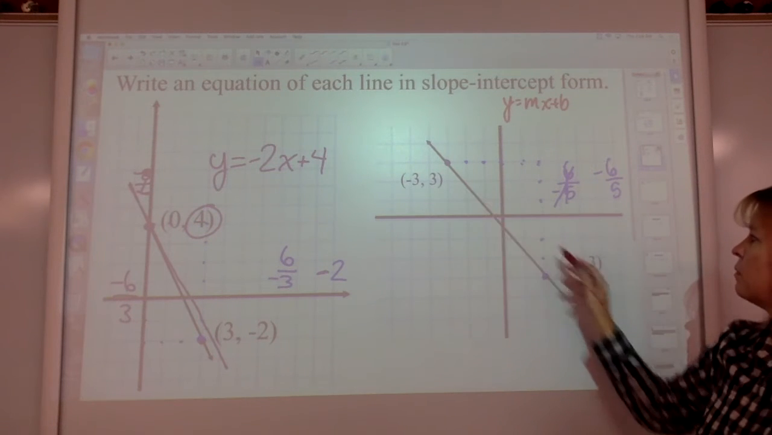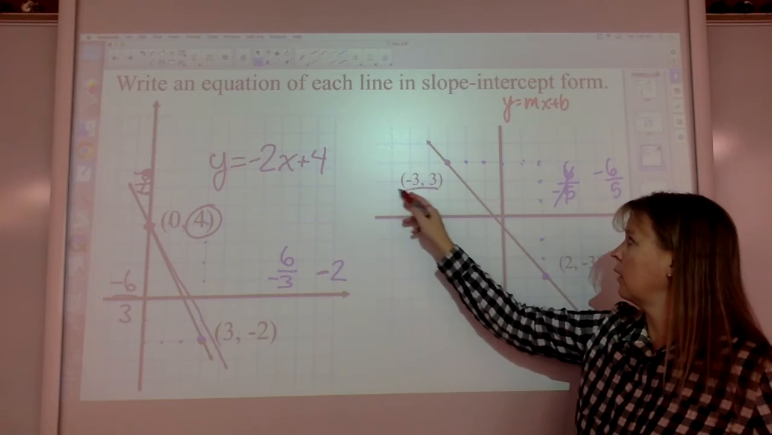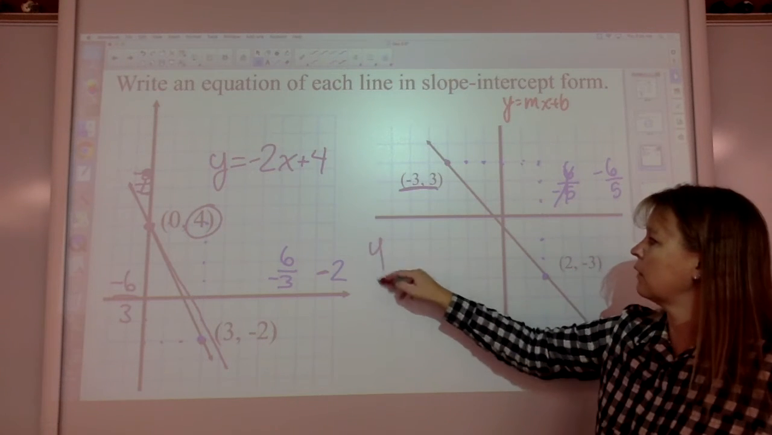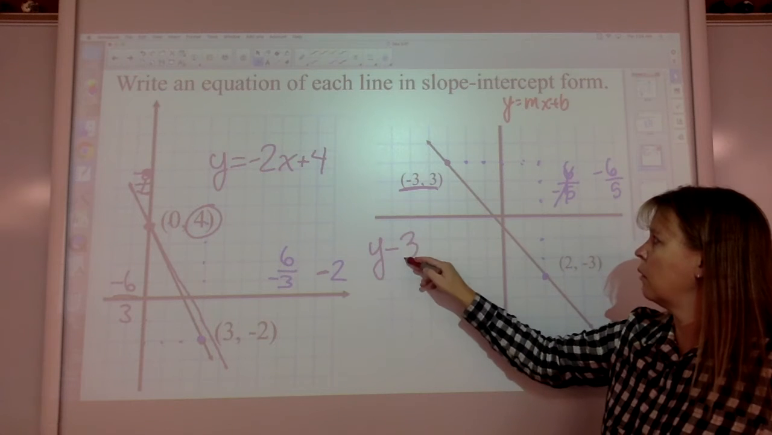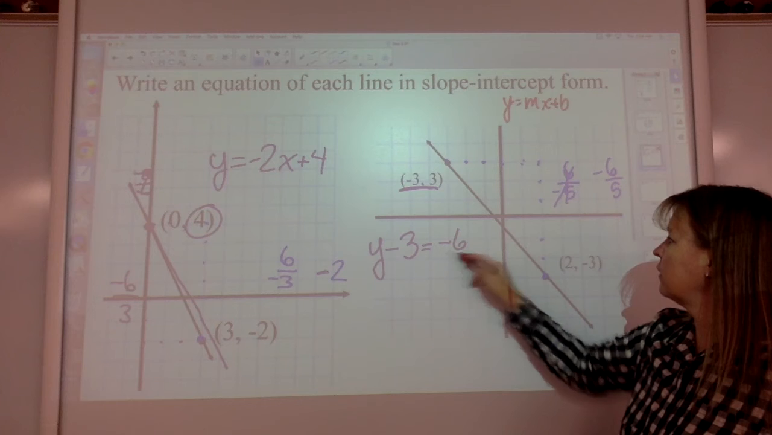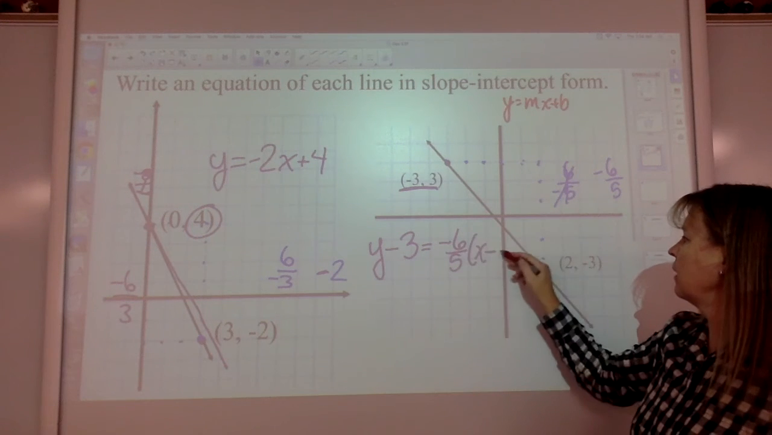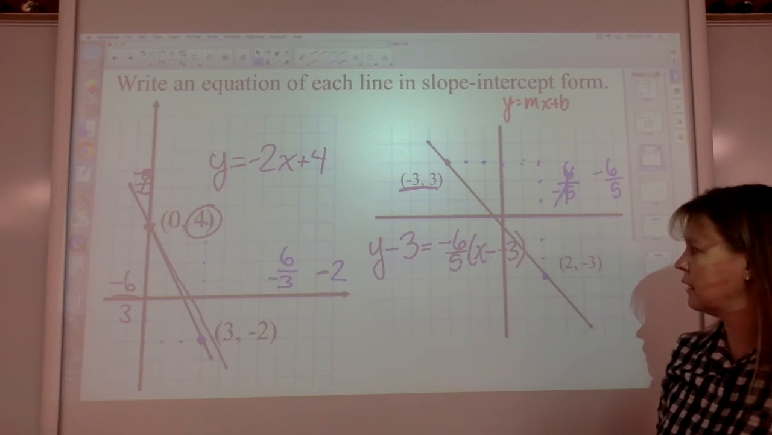Y-intercept, you have your choice of picking either one of those 2 points. I'm going to go with this one, I don't know why, and plug it in as y minus y1, which is 3, equals slope, negative 6/5 times x minus negative 3.